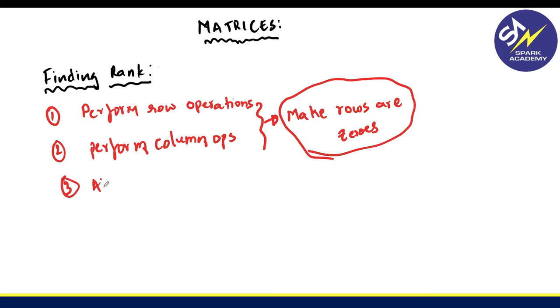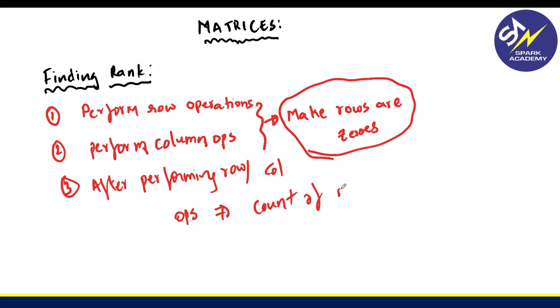Next, after performing row and column operations, what we can do is count the number of non-zero rows. That will give us the rank of the matrix. Okay. Let's do an example for this.